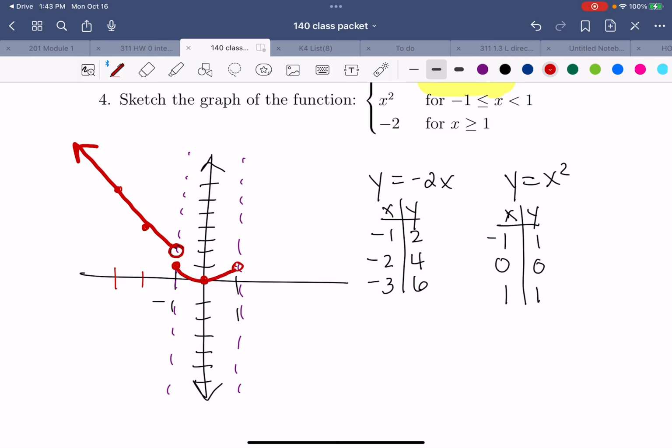Okay. And then the last one, right here, we are negative 2 when x is greater than or equal to 1. So at 1, the value is negative 2. And we're going to stay at negative 2 the whole time. So y equals negative 2, which is a horizontal line. Okay, and it would look like that.